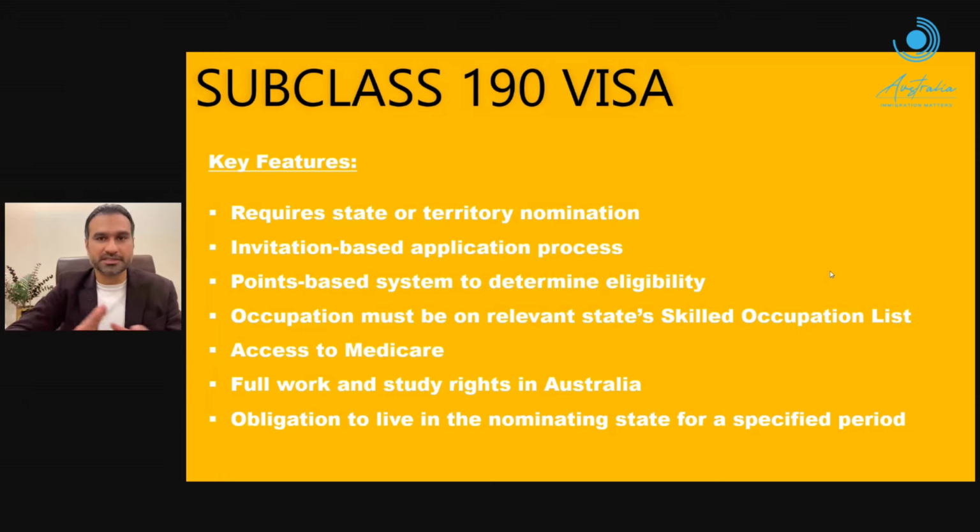You have 100% access to Medicare, same as 189. You have full work and study rights in Australia, same as 189, because this is also a PR visa. And you have an obligation to live in the nominating state and to work in that state for a specified period as per the state's conditions. Typically, it is 2 years. Now, this is a moral obligation.